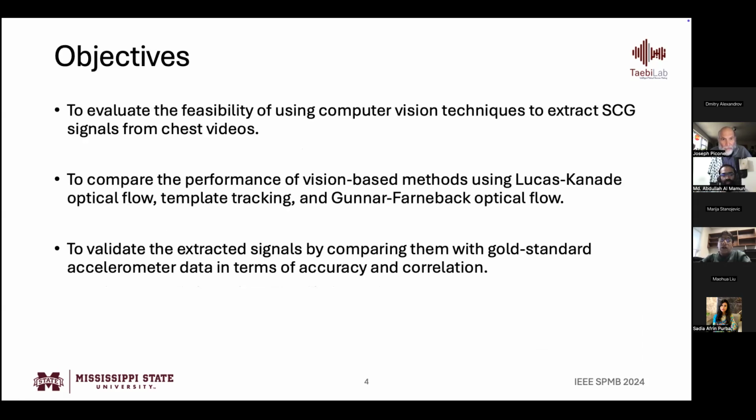So our work has three main objectives. First of all, to evaluate the feasibility of using computer vision to extract the XCG signal from video. Second, to compare the performance of these three vision-based methods: Lucas-Kanade optical flow, template tracking, and Farneback optical flow. Finally, we will validate the extracted signals by comparing them with the gold standard accelerometer data. We will use metrics like correlation, mean squared error, and root mean squared error.